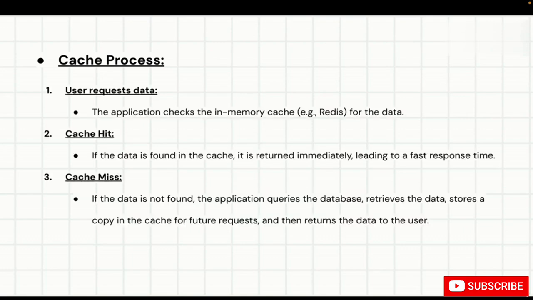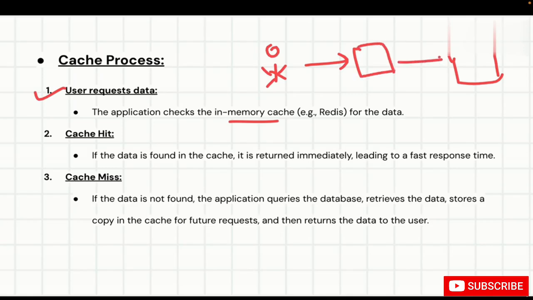The process of cache generally takes three steps. First of all, the user requests data. It checks whether the data is available in the main memory. Let's say this is a user and it looks for data in the database. Before that, there is a layer of cache system. If the data is available here, then the data is retrieved and sent back from here itself. That's the first process. If the data is found inside the cache, it's called a cache hit. It is returned immediately, leading to a faster response time.